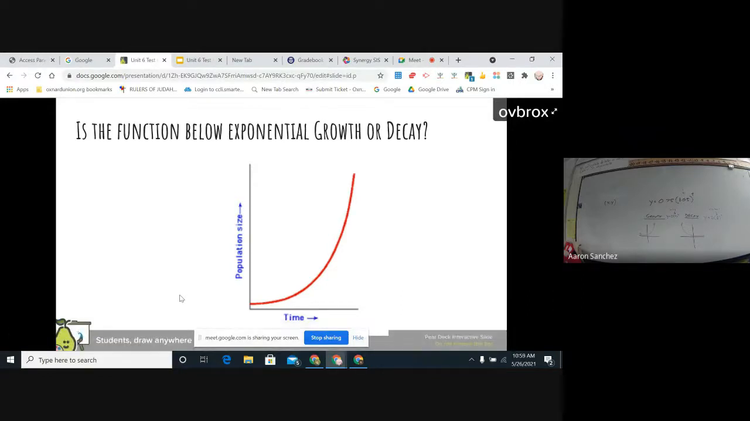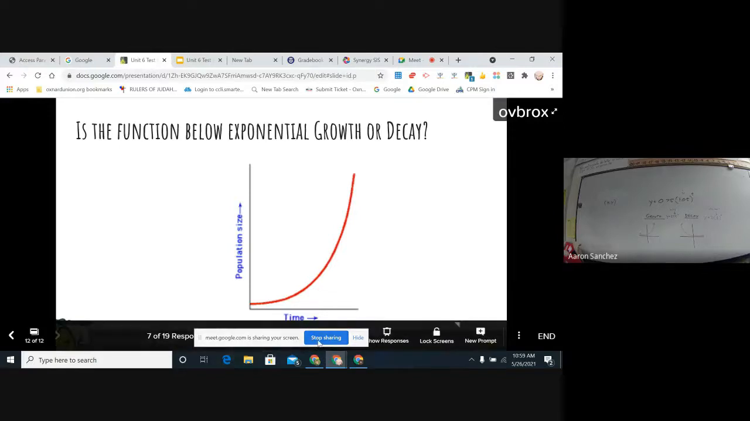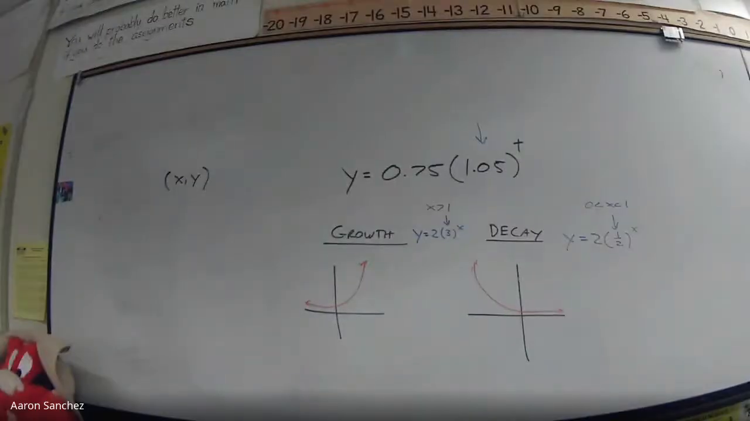Look at my table. Look at my chart there. Can you see the chart in the computer too? Which one does it match up? Is it growth or decay? Write down your answers. I'm going to look at your answers. You guys look at your Pear Deck. I'm closing this up. Is that growth or decay? What do you guys think?